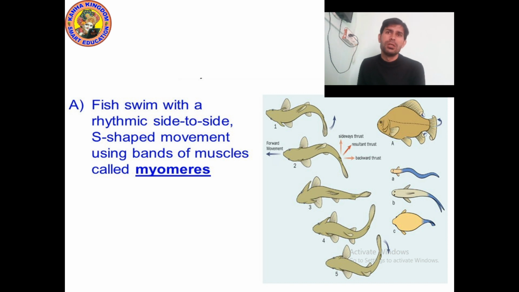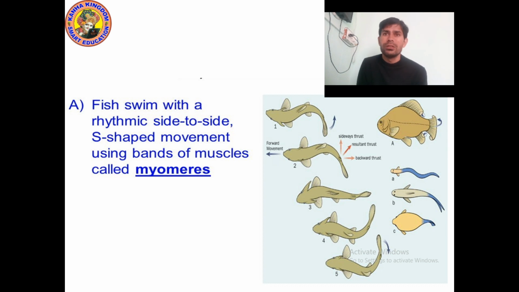Yes, so in this way a fish moves. Okay, so remember kids, fish move with the help of fins, and fish swim with a rhythmic side to side S-shaped movement using bands of muscle. This band of muscle is called myomeres.